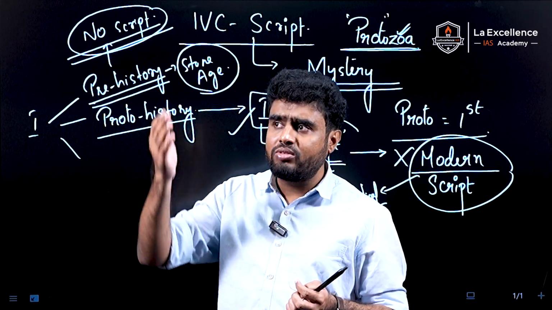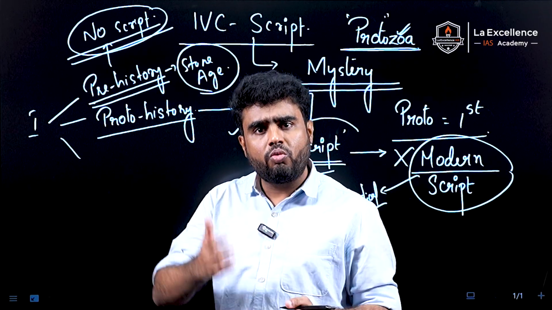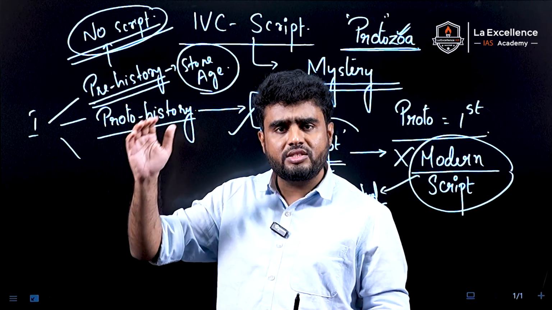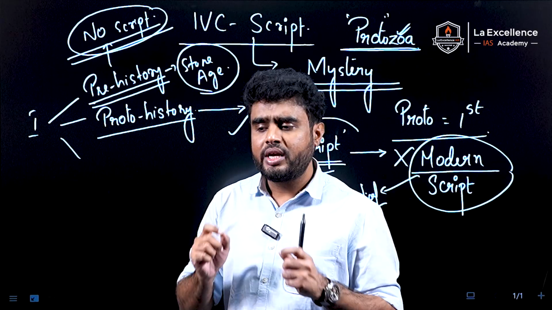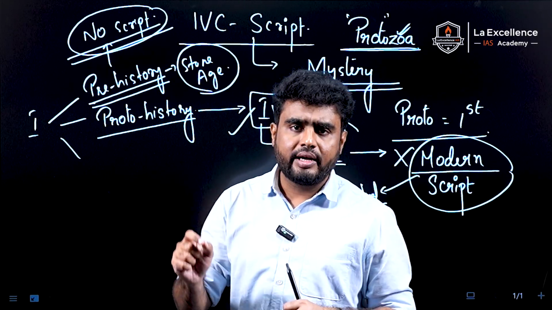We don't even have the descendants of Indus Valley Civilization today to talk to them and know what their ancestors had written. So there are no descendants. The civilization became extinct long back itself. So it had perished long back itself. So that is why we are not able to understand what they have written.